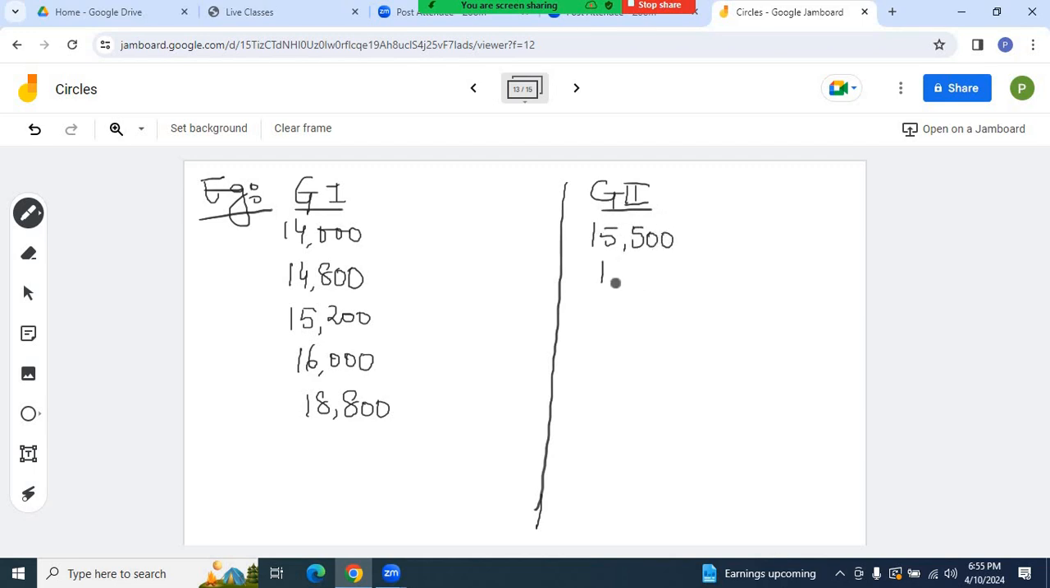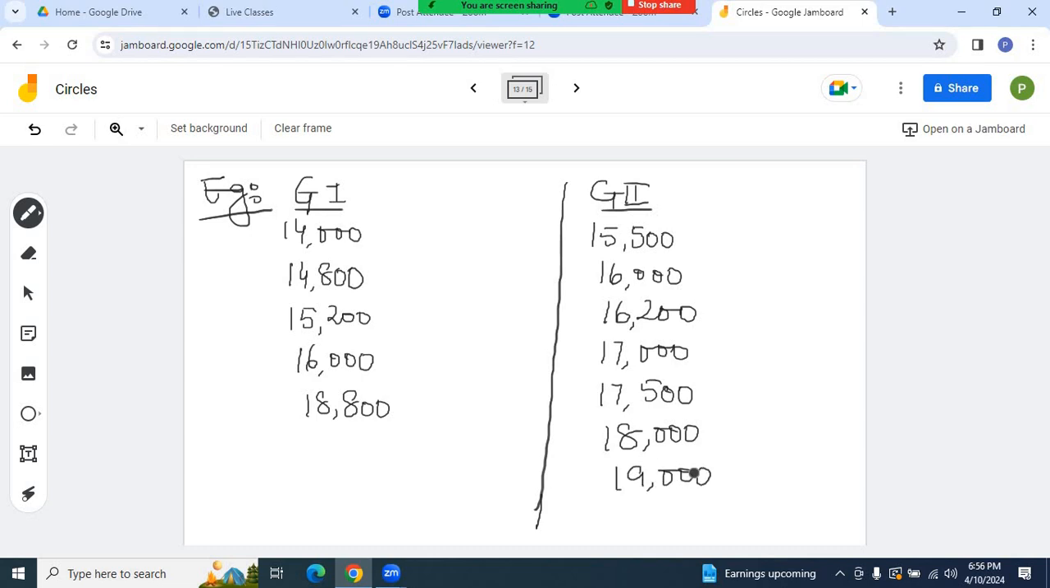15,500, 16,000, 16,200, 17,000, 17,500, 18,000 and 19,000. I have to check the variations of these income group people. So here, in the first income group, how many people are there? N is equal to 5. And for the second income group people, N is equal to 7. Now I need to find deviation from mean.